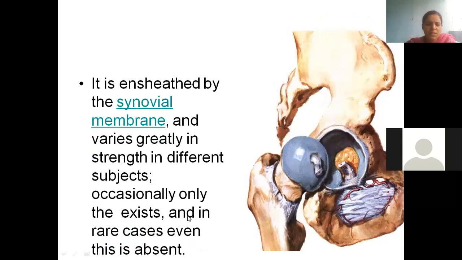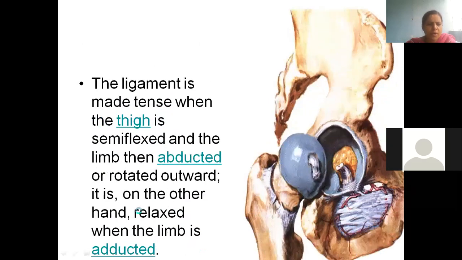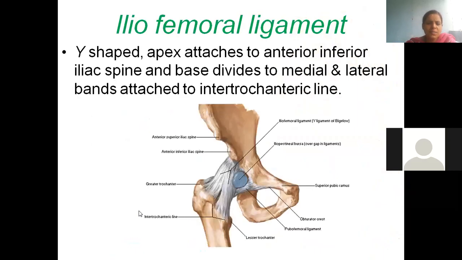So everything is texted here, whatever I have tried to explain you. Then let us see the ligaments. See, this is the hip bone. Hip bone has three components. It has ilium, it has pubis, and then it has ischium, isn't it?